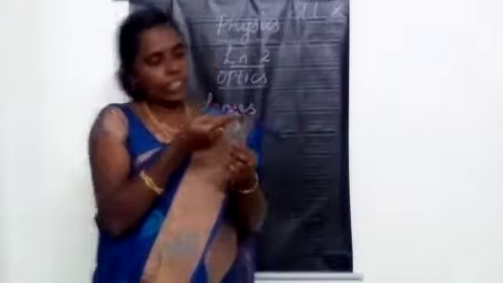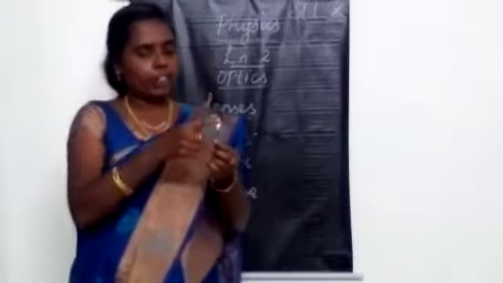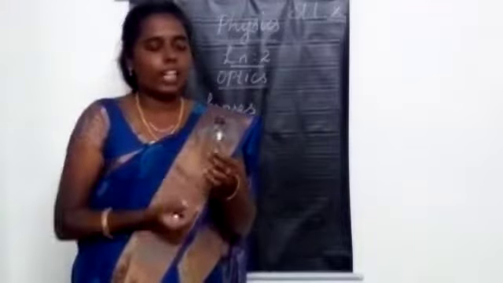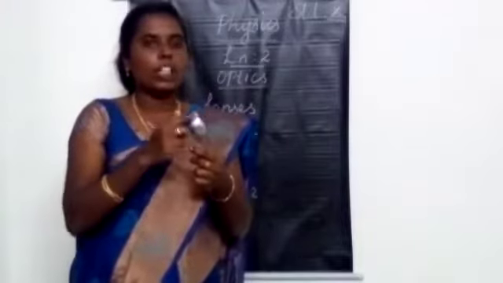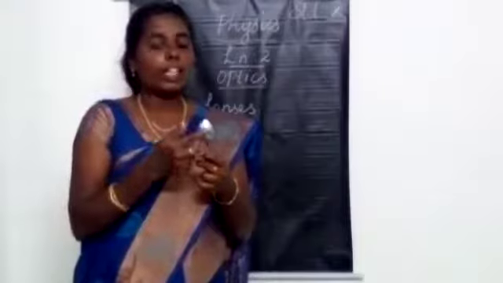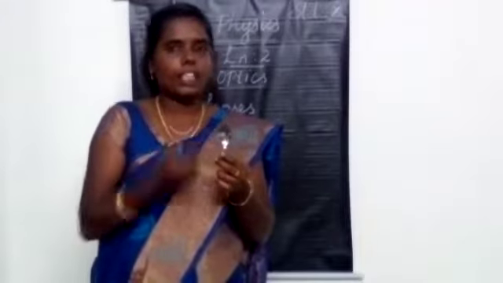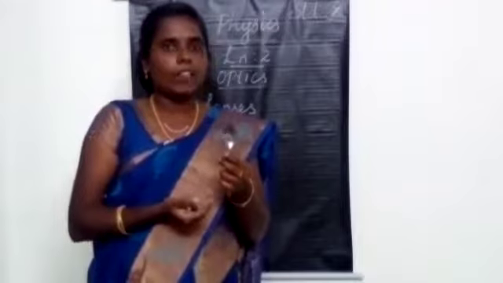And when the refracting surface is curved inwards, that is called the concave lens. The refracting surface curved outwards is called the convex lens. The refracting surface curved inwards is called the concave lens.